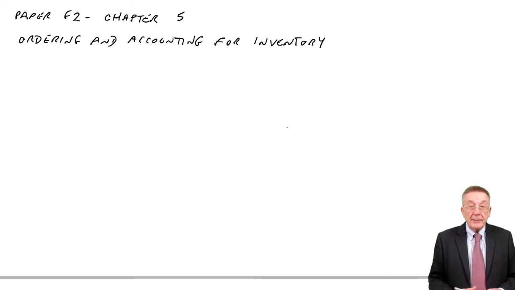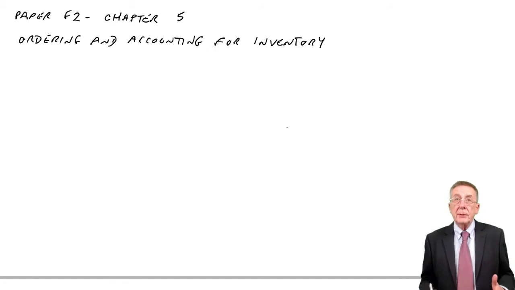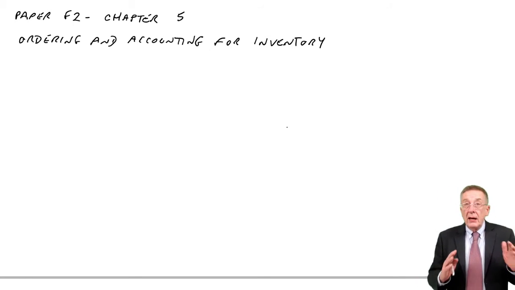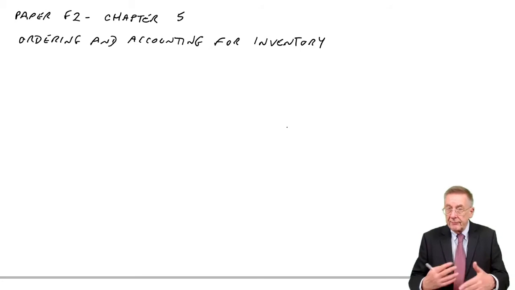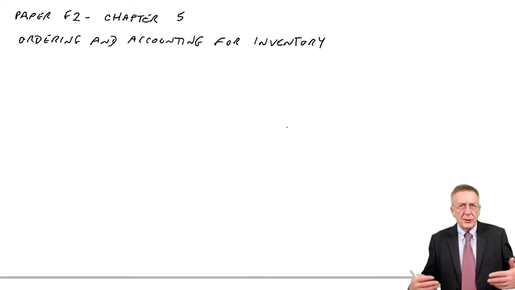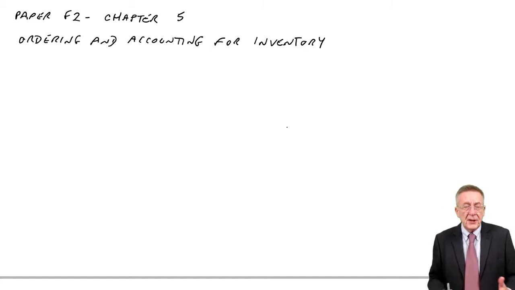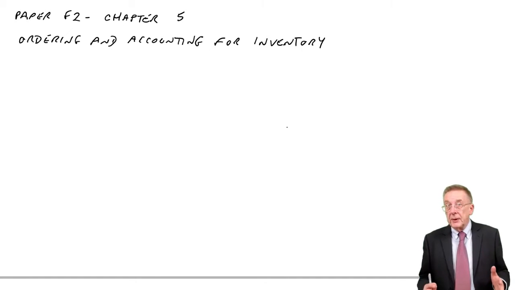This lecture is on Chapter 5 of the free lecture notes of paper F2, headed Ordering and Accounting for Inventory. There are two things in this chapter. One of them is just listing the various documents that are involved with inventory when you receive goods from a supplier, when you issue goods to customers, and so on. And the other bit is how we go about valuing the closing inventory.